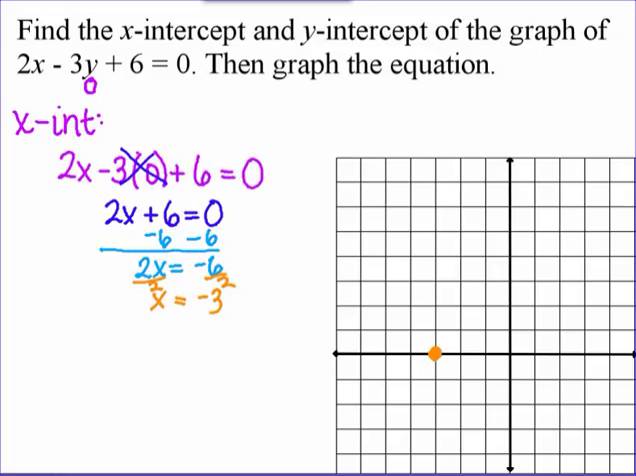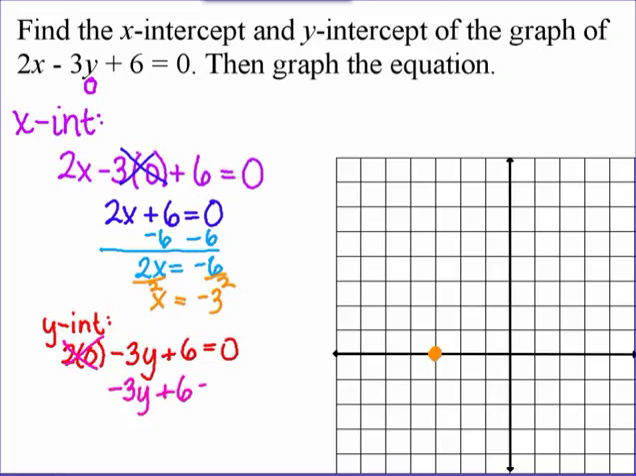Now I need to find the y-intercept. So what am I going to let equal 0? X. So 2 times x is really now 2 times 0 minus 3 times y plus 6 equals 0. So now 2 times 0, gone. Negative 3y plus 6. Minus 6, so you get negative 3y. Oops, I didn't want to use the same color, but that's okay.